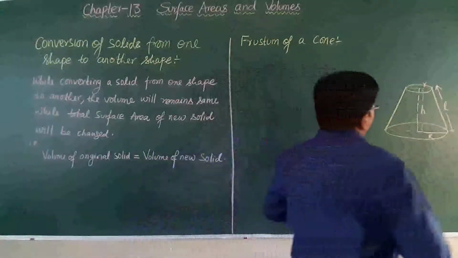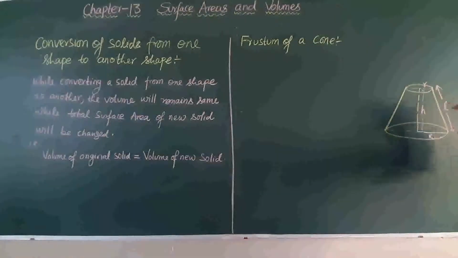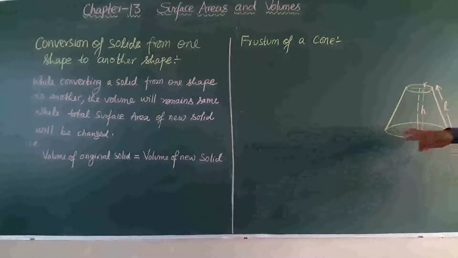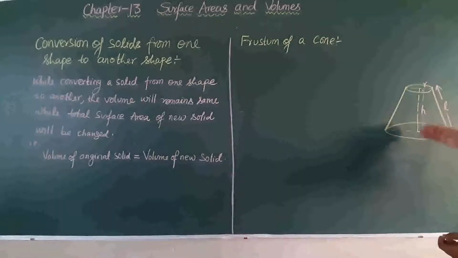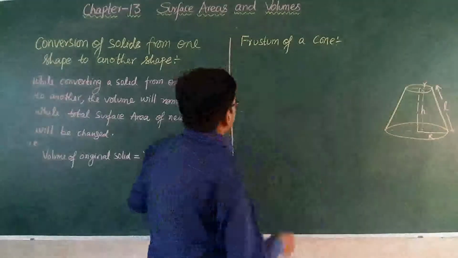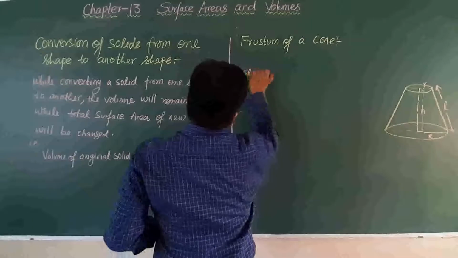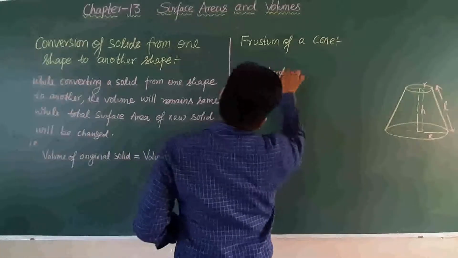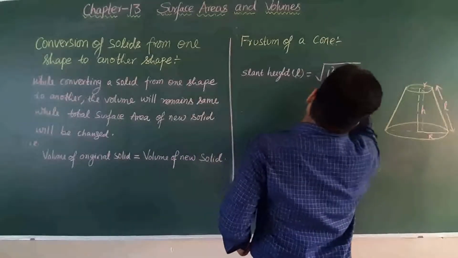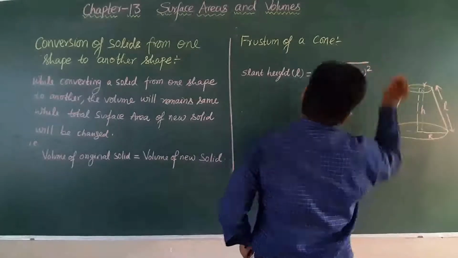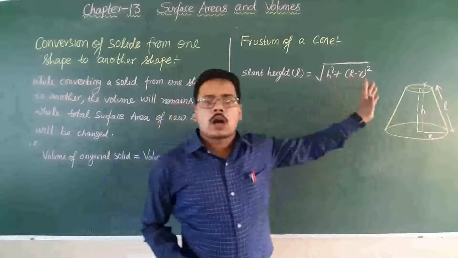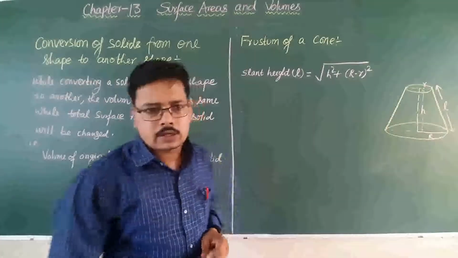The formulas of the frustum of a cone. Suppose small r is the radius of the upper base of this frustum, capital R is the radius of the bottom base, the height of the frustum is h, and the slant height of the frustum is L. Then slant height L is equal to under root h square plus (capital R minus small r) square. Earlier, for a cone, it was under root h square plus r square. Here, in place of r, it will be capital R minus small r.